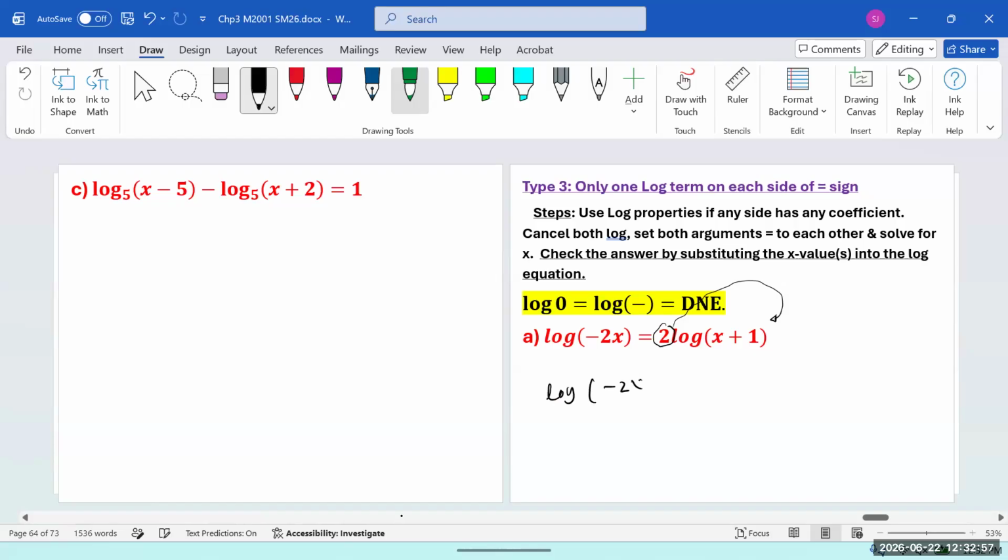The log of negative 2x equals log of x plus 1 squared. And now we are happy. We have single log on both sides of the equal sign without anything on the front or anything on the side. So we are allowed to cancel them. So we can only cancel single logs, okay? We cannot cancel log with something extra, log with their bodyguards. So we have negative 2x equals x plus 1 squared. And square means you're multiplying the same thing twice.